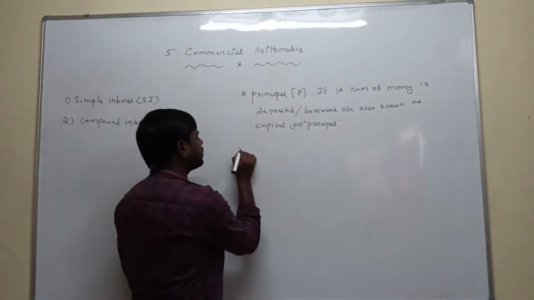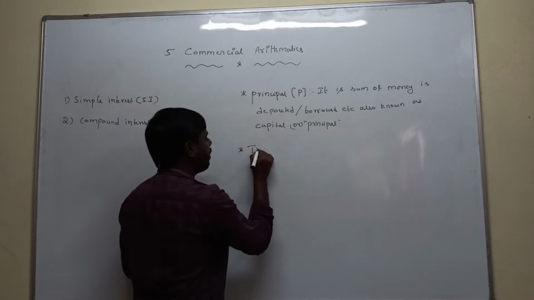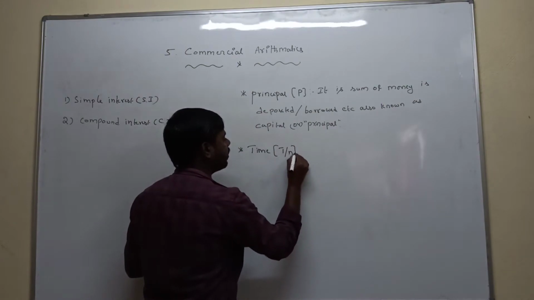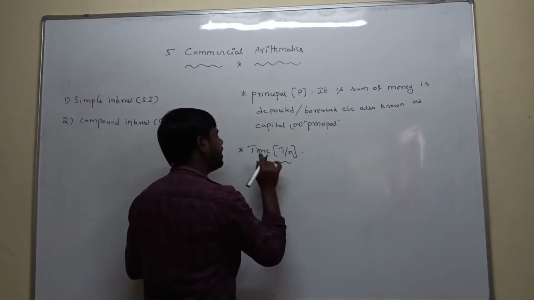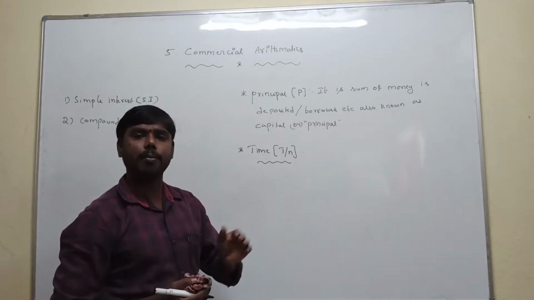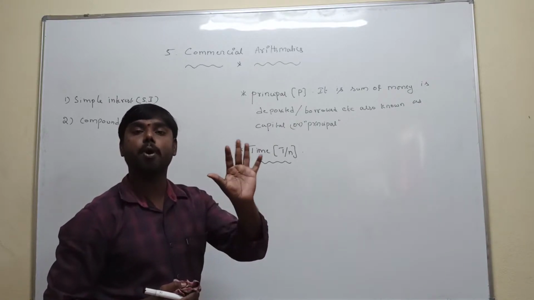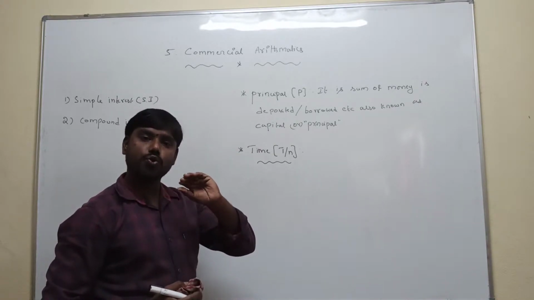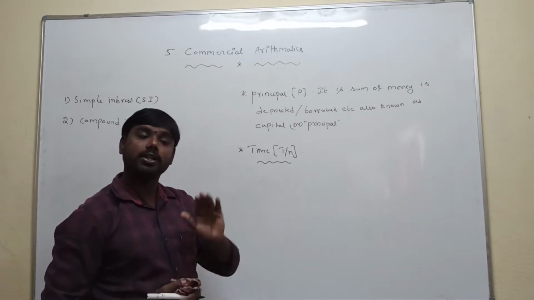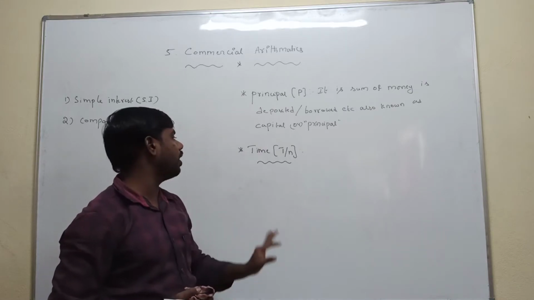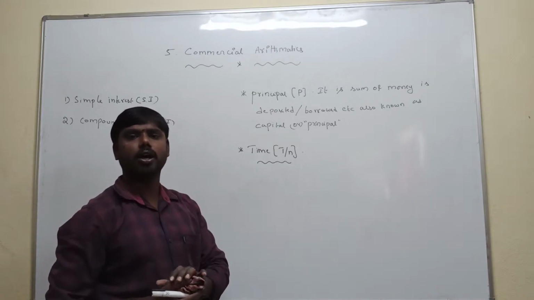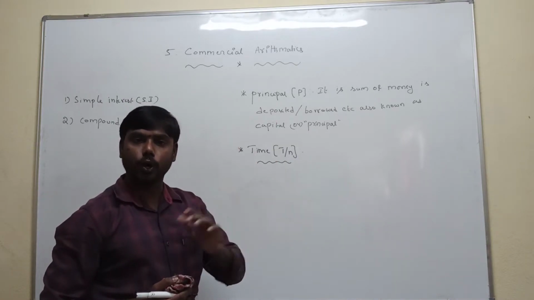Next definition is time. Time is denoted by capital T or small n. What is the meaning of time? It is the duration for which the money is borrowed. Suppose you are taking a loan from the bank, they give some time period. That time period is called time.